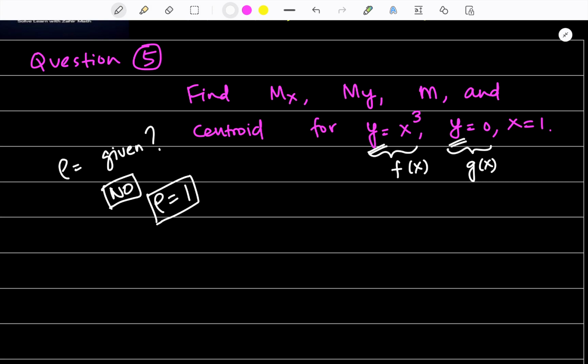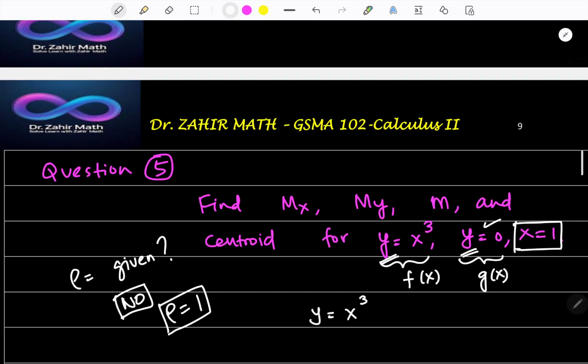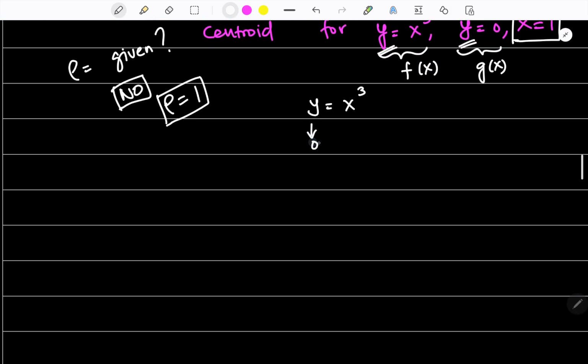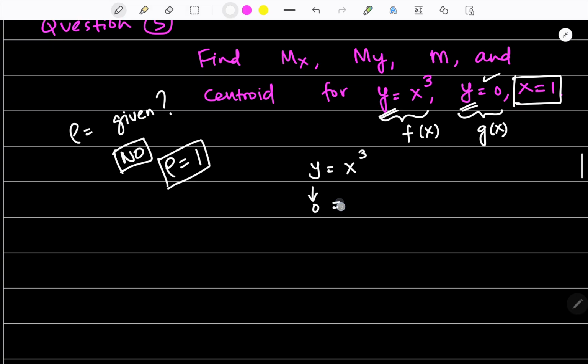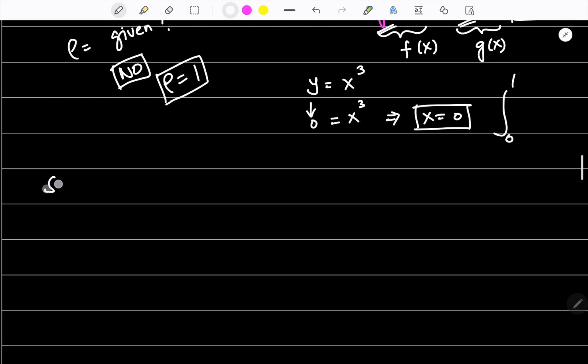Okay, teacher, what about the integration? Only one point is given, x is equal to 1. What should I do? So your curve is what? Y is equal to x cube. So put y is equal to 0 here. So when you put y is equal to 0 here, x cube is 0, so x is also 0, right? So it means your integration is 0 to 1, right? So let's go to the solution.